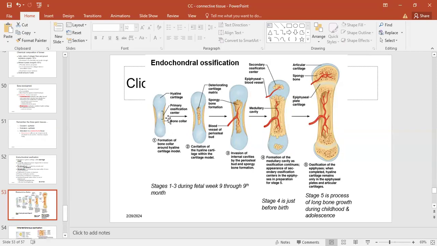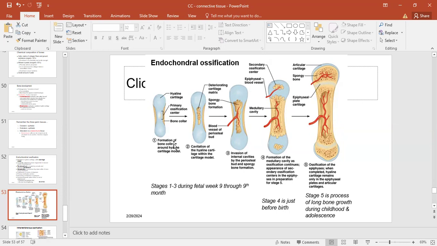Now, when there is a cartilage model, with time, the perichondrium, remember that lining of cartilage, is going to be invaded with bone-forming cells. It's going to be invaded with osteoblasts. These osteoblasts are going to start depositing bone tissue. They're going to start depositing osteoid.